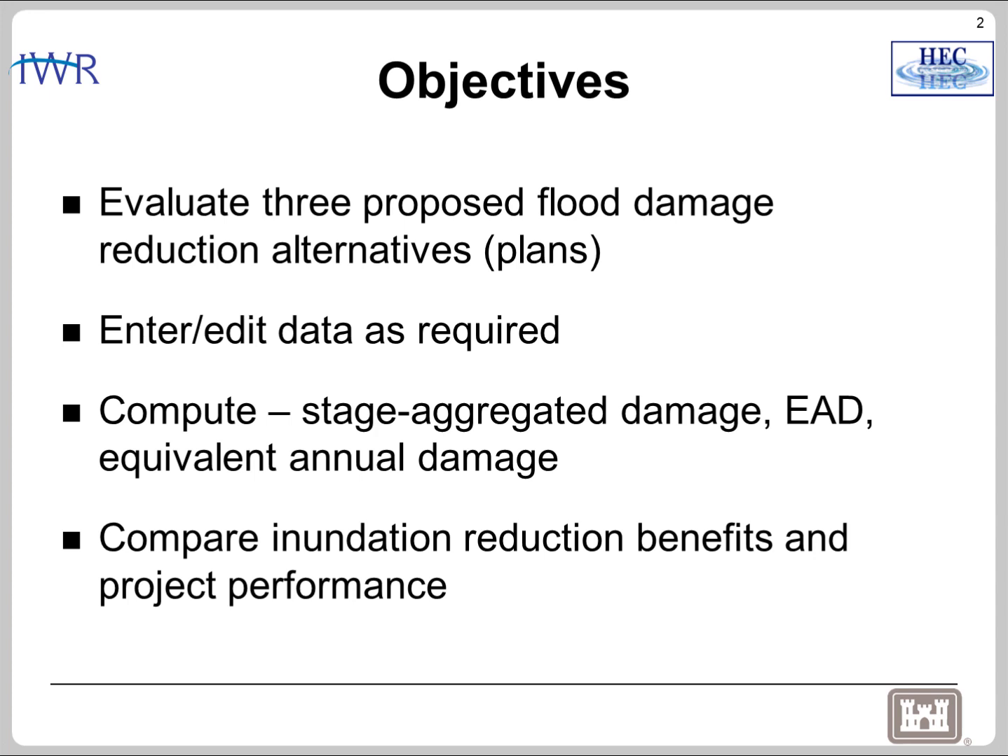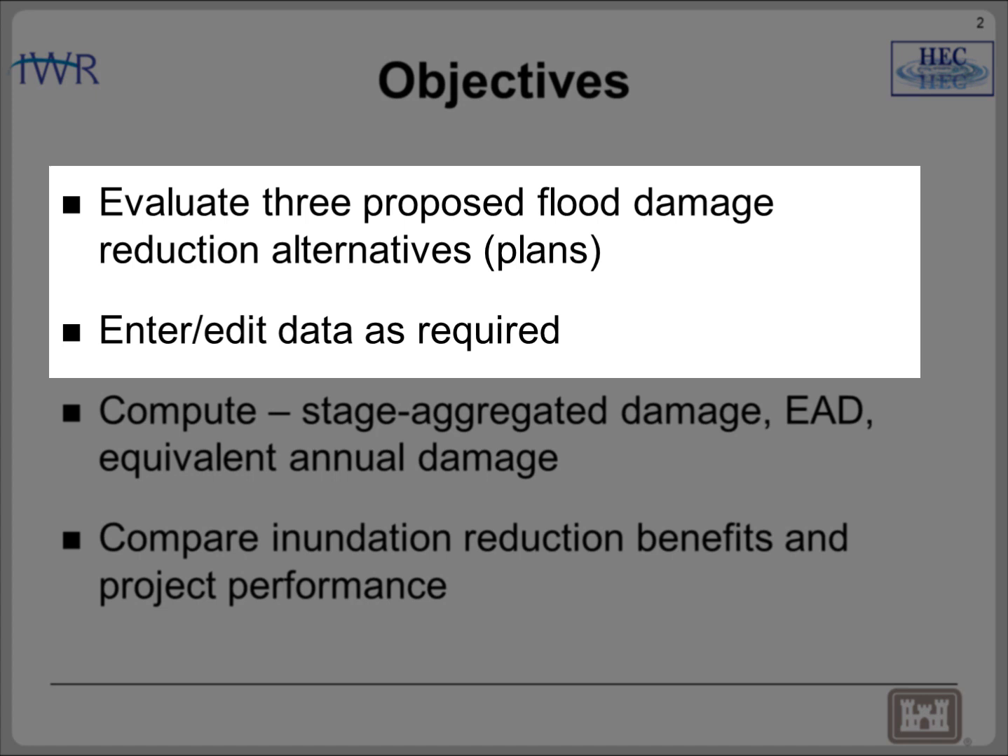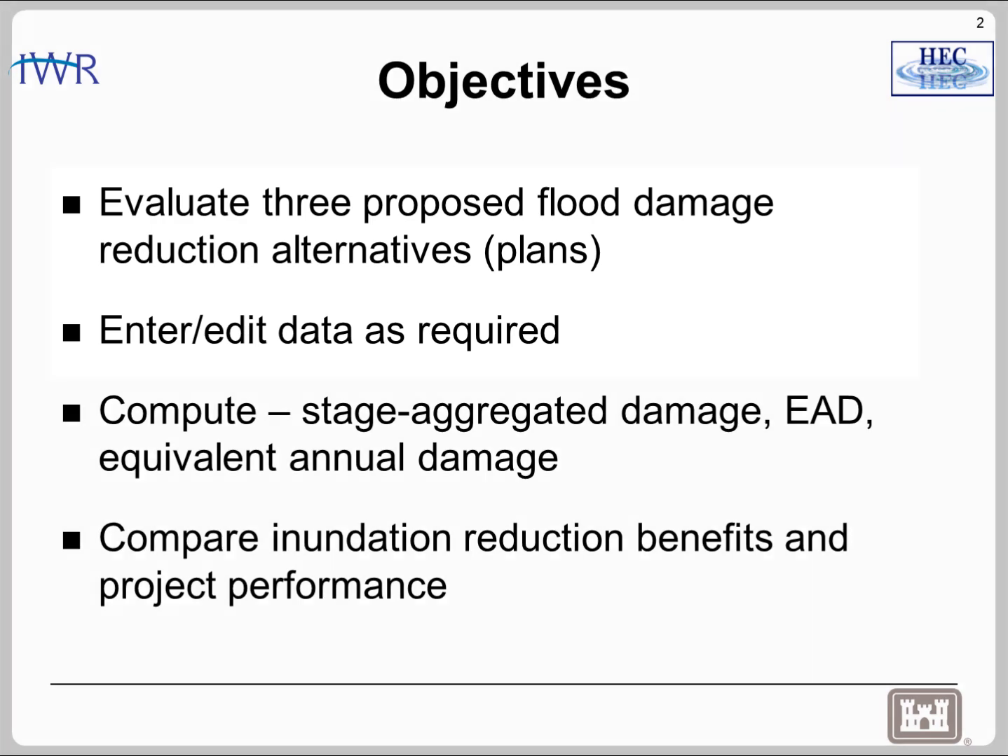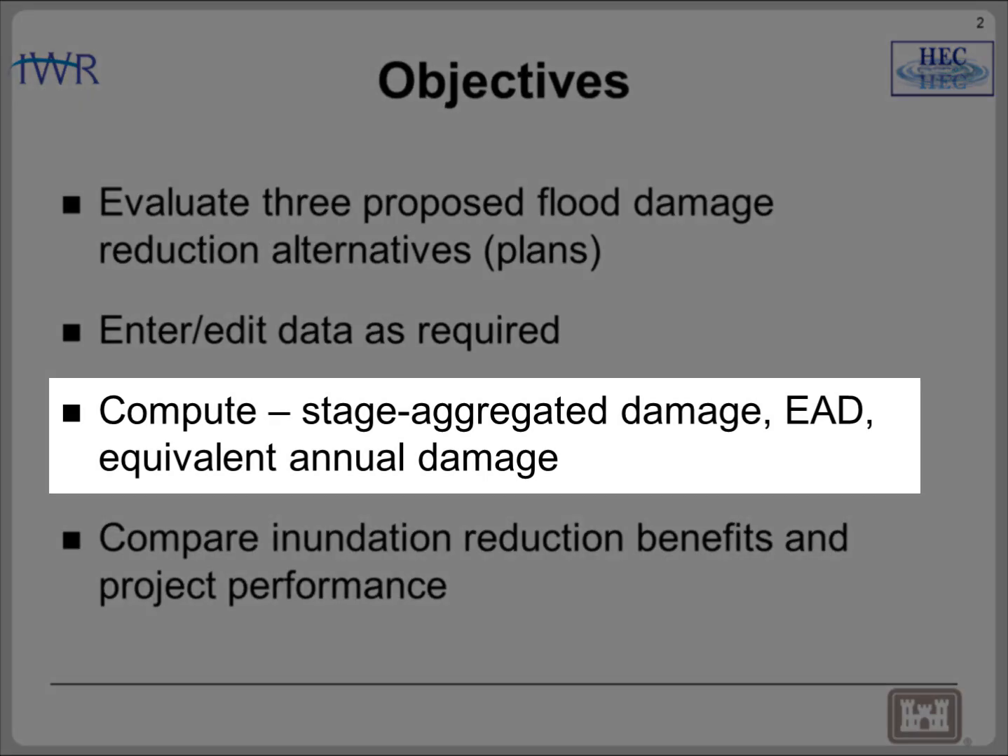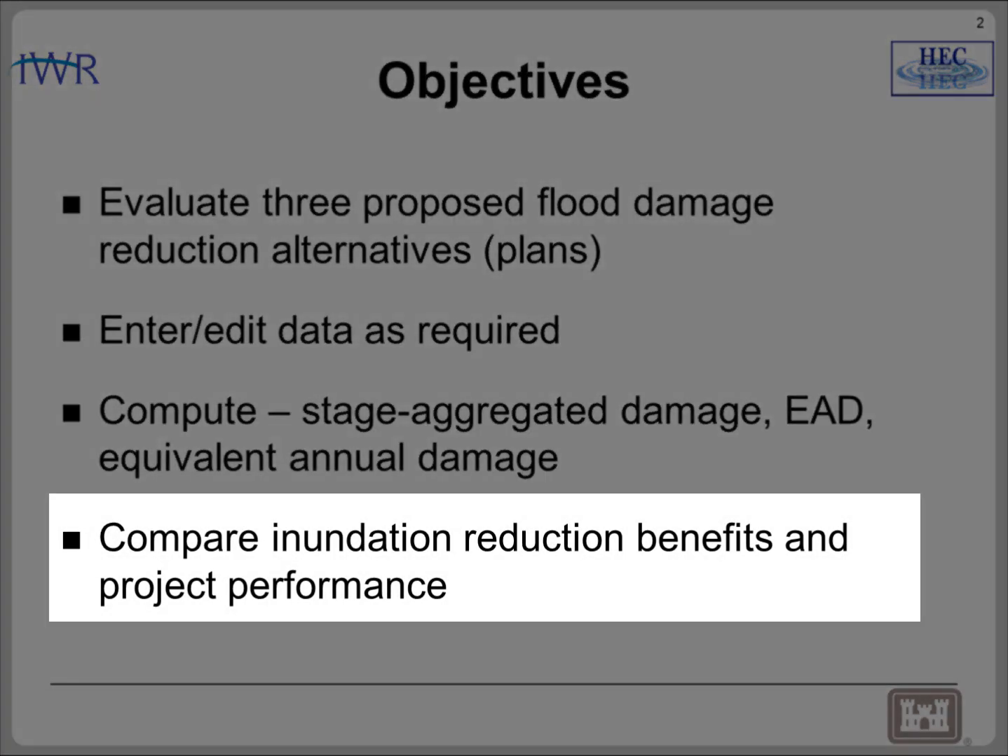And these are the main objectives for Workshop 6 to help you accomplish those goals. In order for you to evaluate the 3 proposed flood damage reduction alternatives, you will need to enter and edit the data that is required for those 3 plans, compute the stage aggregated damage, EAD, and equivalent annual damage, and compare the inundation reduction benefits and project performance.